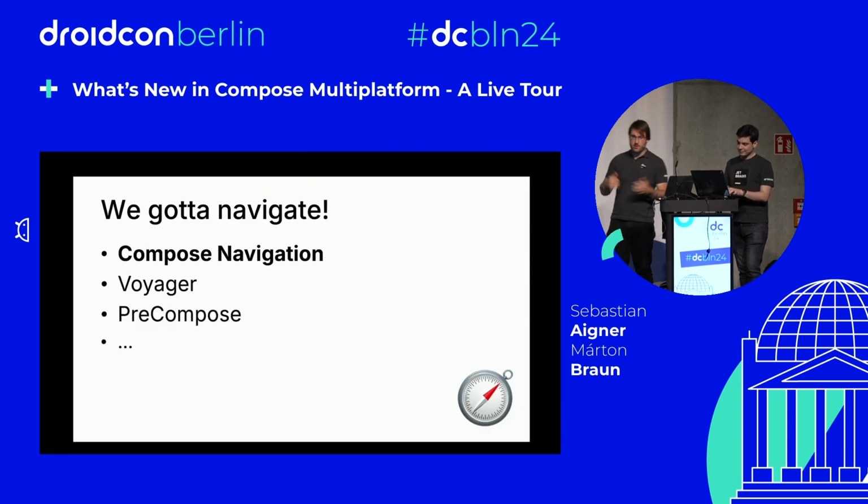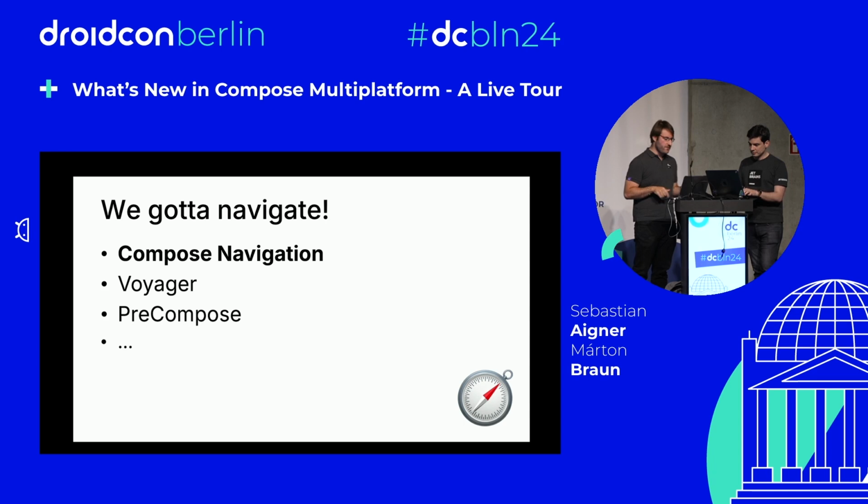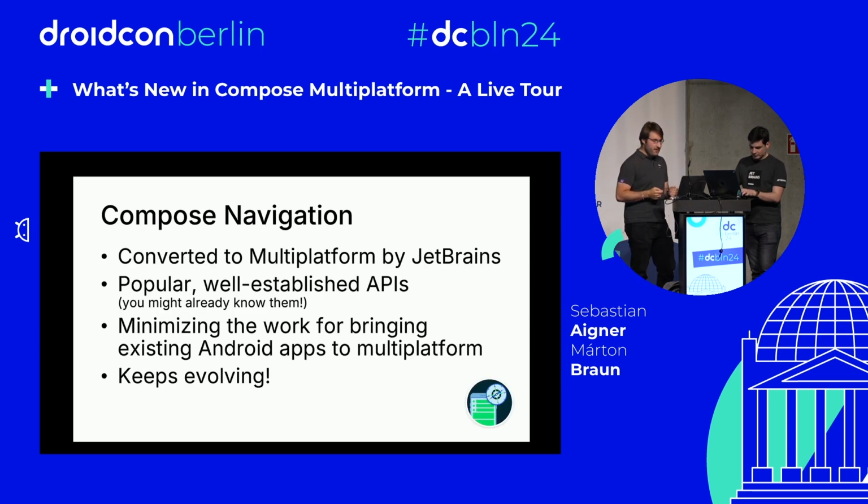And once again, Voyager already appeared earlier. It's a complete multi-platform solution with screen models as well as navigation, things like Precompose and a whole bunch of other libraries that actually already do this. But we want to show you today that Compose Navigation, which is a library that, again, you might already know, is now also available for Kotlin Multiplatform and Compose Multiplatform, which is quite exciting. This is actually something that we at JetBrains converted to multiplatform. Was a bit of effort, but it seems it was worth it.